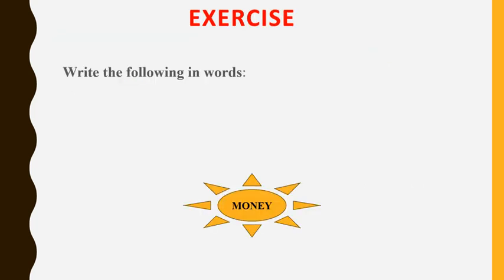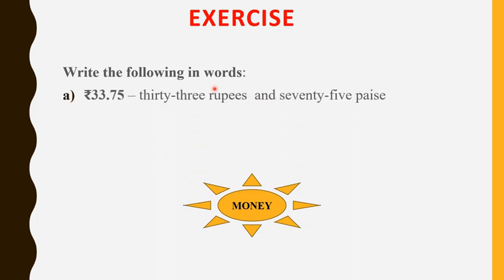Now here we have another exercise which says write the following in words. The previous exercise we just did was on how to write in figure. It was just the opposite. Here the figure is given, and you have to write in words. There, words were given and you were asked to write in figure. So here the question is rupees 33.75. You have to write it in words.